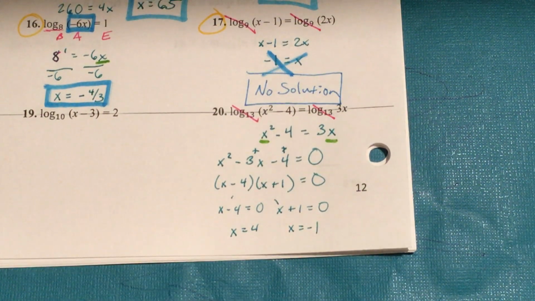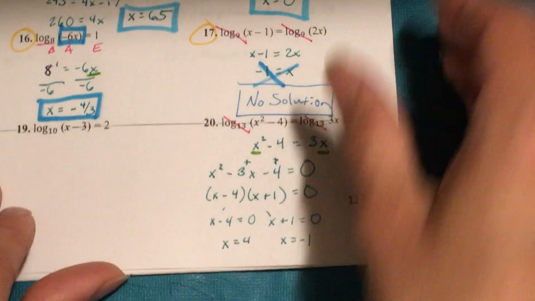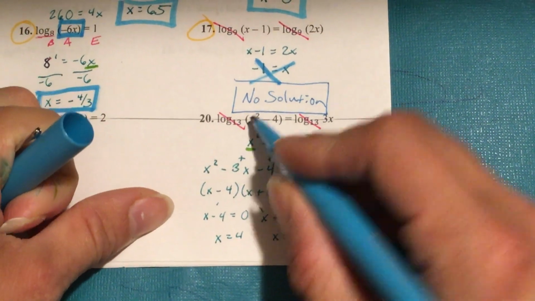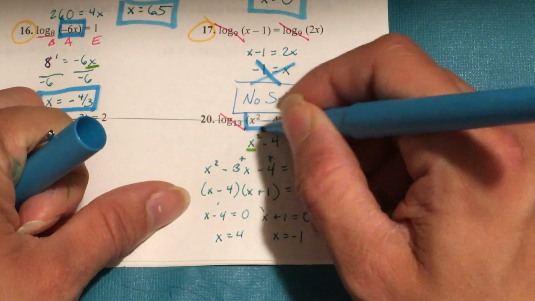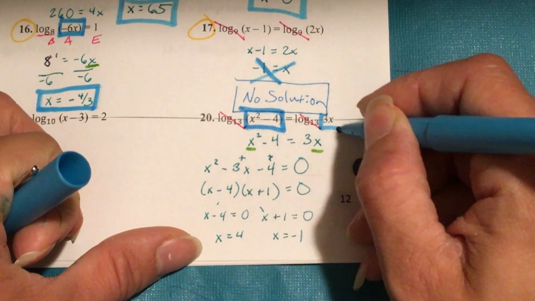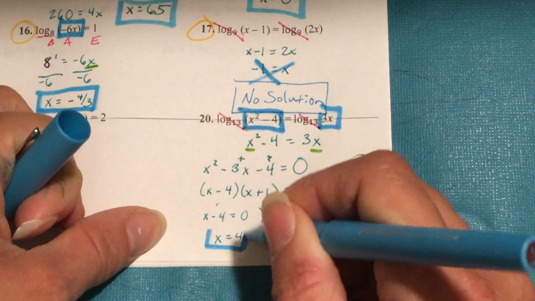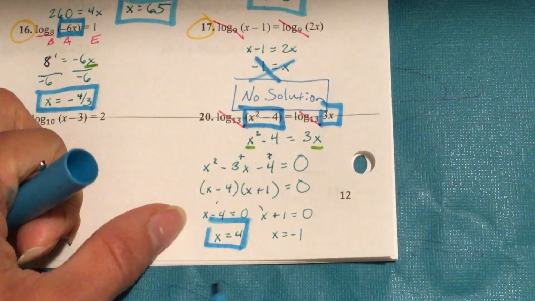But before we put a box around it, we have to check both of these solutions in the answer part of our log. So if we plug in 4, 4 squared is 16. 16 minus 4 is 12. 12 is greater than 0, so it works in my first log. We check it in the second one. 3 times 4 is 12. 12 is greater than 0. Well, bam! That truly is a solution.